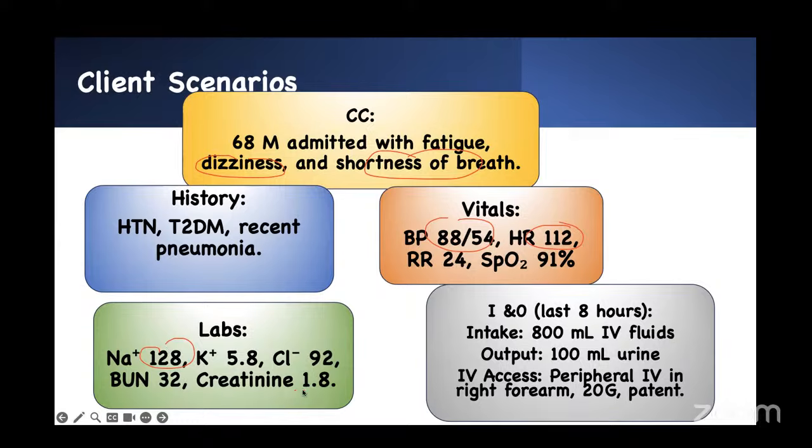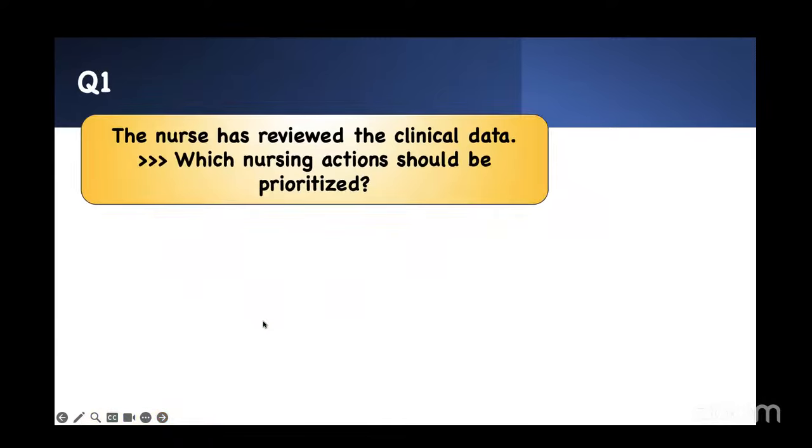I don't know. Your creatinine is high and your BUN is also high. Are you in renal failure? I don't know. But it looks like you're not making a lot of urine. 100 over 8 hours, even though your IV is fine. And we've given you 800 ml of fluid. What do you think is going on with the patient? And these are the chief complaints: shortness of breath, dizziness, and fatigue. So that's what you have. Based on that information, what do you think? You have reviewed the clinical data that is provided to you.